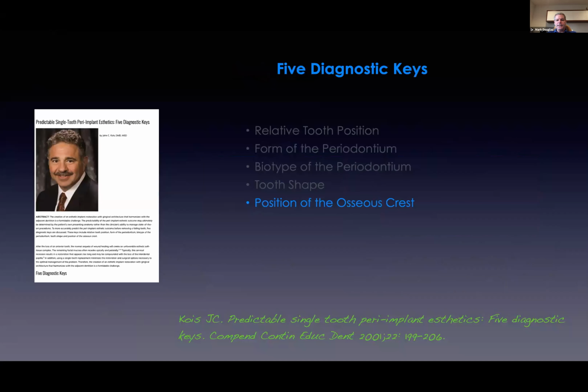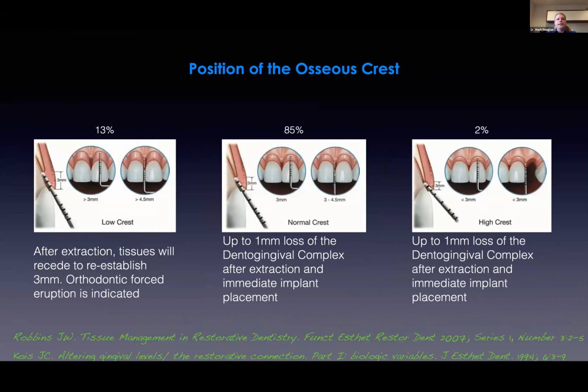And the final one is position of the osseous crest. Now, John Kois developed this concept. Bill Robbins talked about it 2 days ago. This article here was published in 2007, in which he outlines the differing types of position for the osseous crest. And what you need to do here is take your periodontal probe, freeze the patient, and sound down to bone. Then you're going to take a measurement from the bone to the gingival crest.